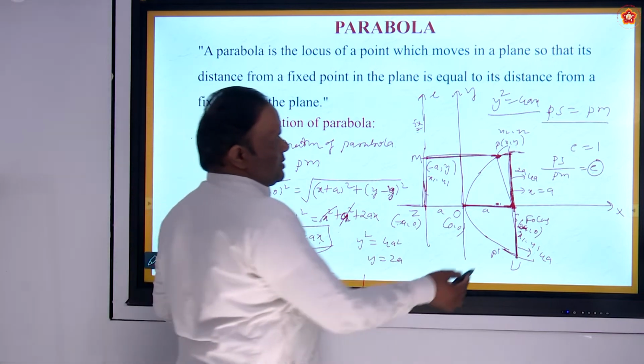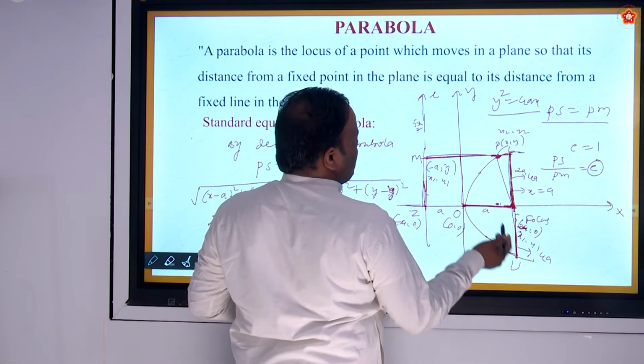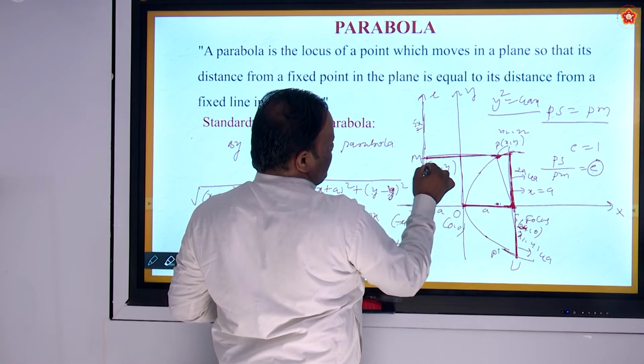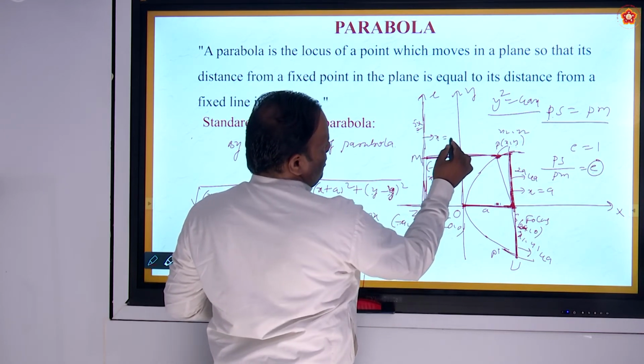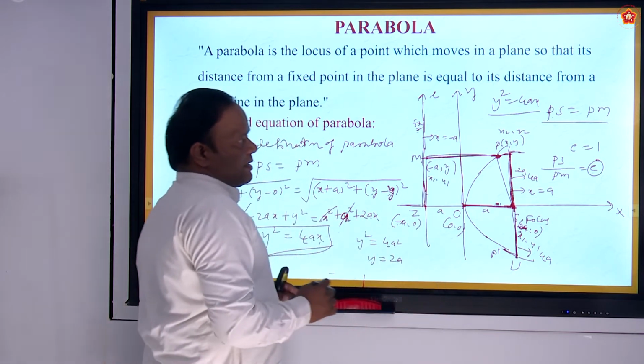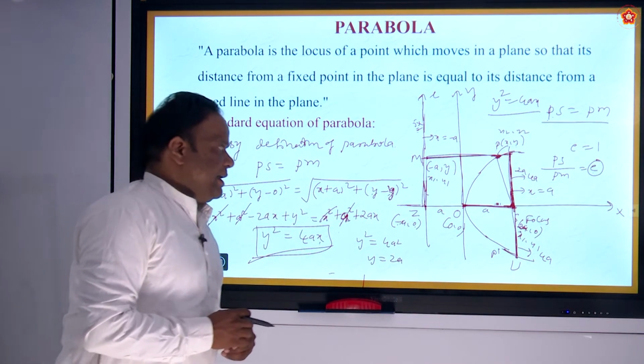Length of LR is 4a. This is called length of LR. Equation of LR is x equal to a. What is equation of directrix? This is the directrix. Equation of directrix is x equal to minus a.